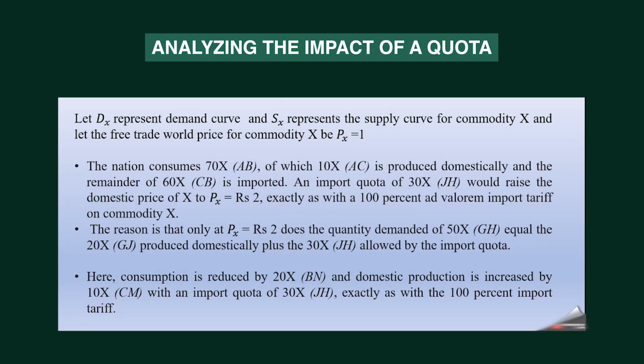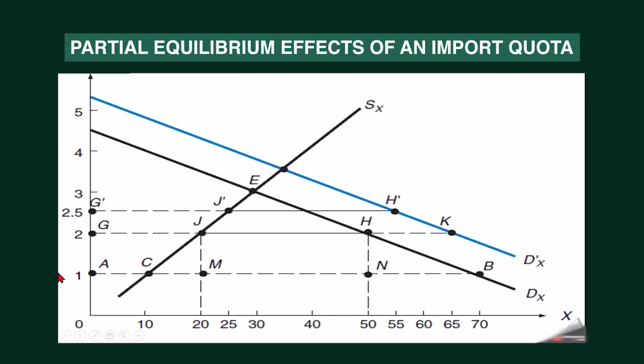We will be understanding the impact of quota from this diagram. Suppose Dx represents the demand curve of the country and Sx represents the supply curve. Suppose the world price is given by Px. At price equal to 1, you look, the demand of the country is, suppose, 70 units, while the supply in the domestic market is just 10 units. So this remaining excess demand of 60 units was earlier imported by this country.